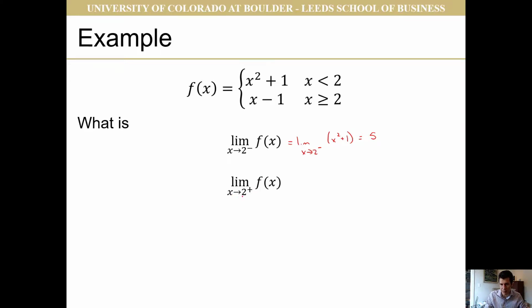The limit as x goes to 2 from the right of f of x, where x is always bigger than 2, is going to use this function. It's going to be the limit as x goes to 2 from the right of x minus 1, which is just 1, which means this limit does not exist. f of 2, of course, if we go back to our function, is the function value using the second function, so that's also 1.